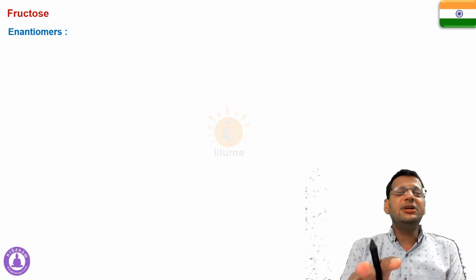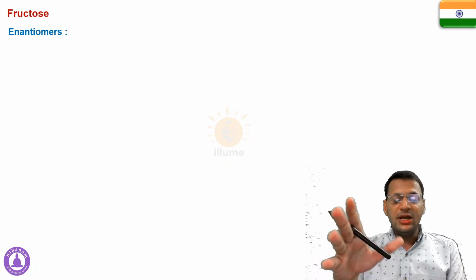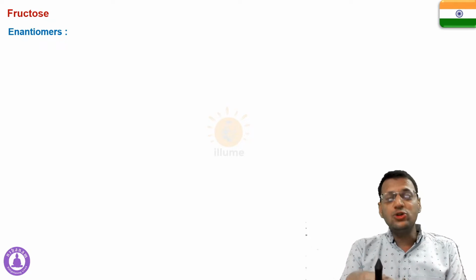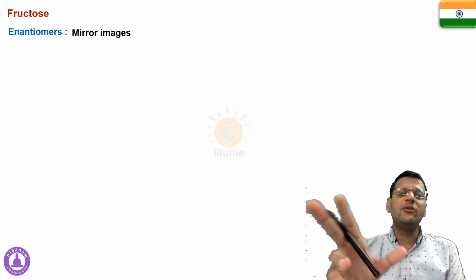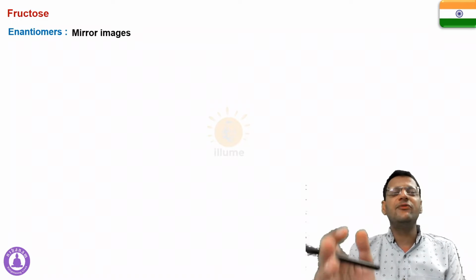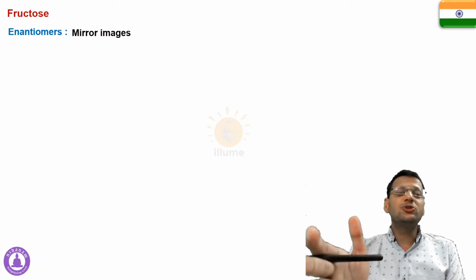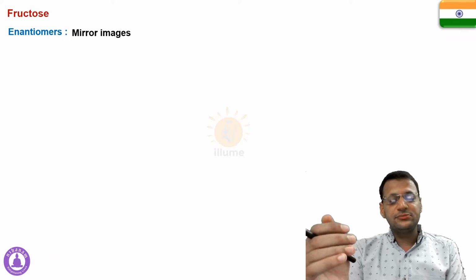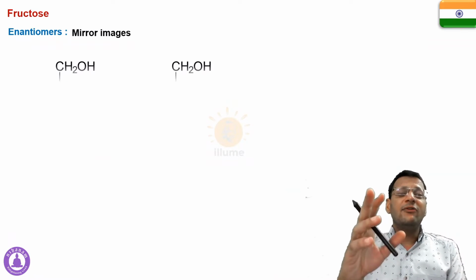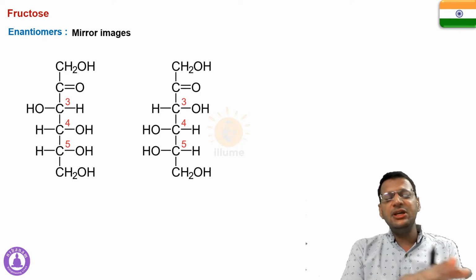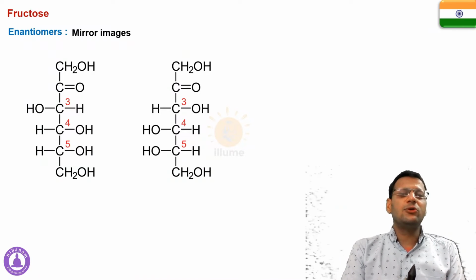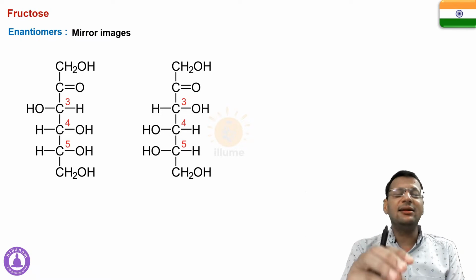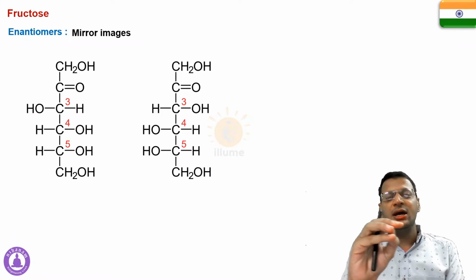Now let's talk about the enantiomers. What are enantiomers? Enantiomers are isomers that are mirror images of each other. I have already uploaded a video on enantiomers. Please go through that video to understand enantiomers in much detail. Now let's talk about fructose enantiomers. Now these are the two enantiomers of fructose and they are exact identical mirror images of each other.